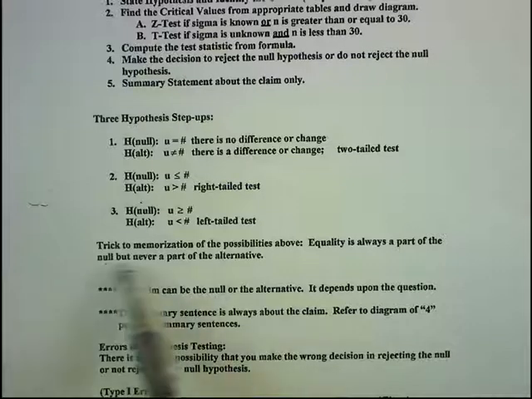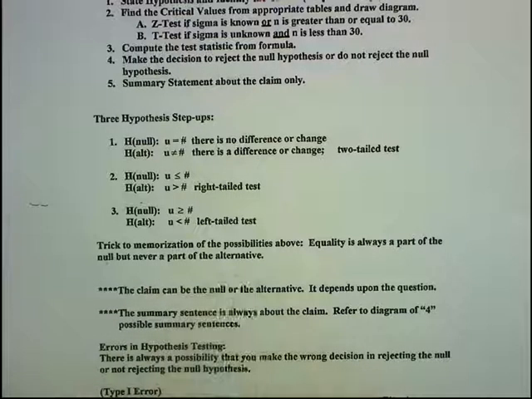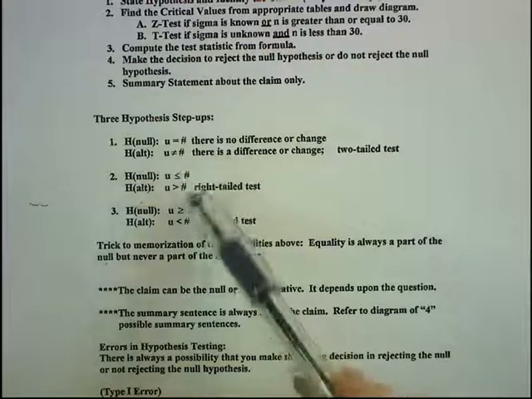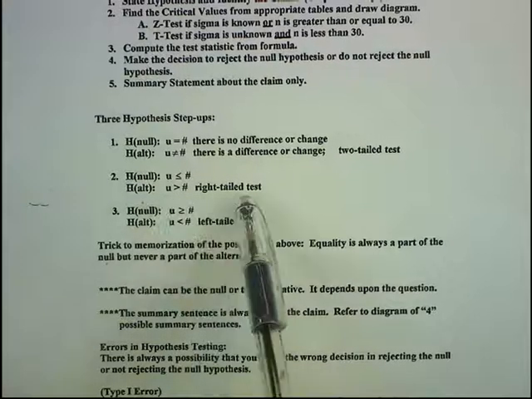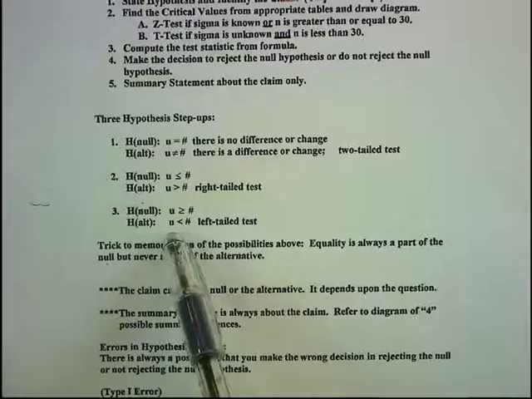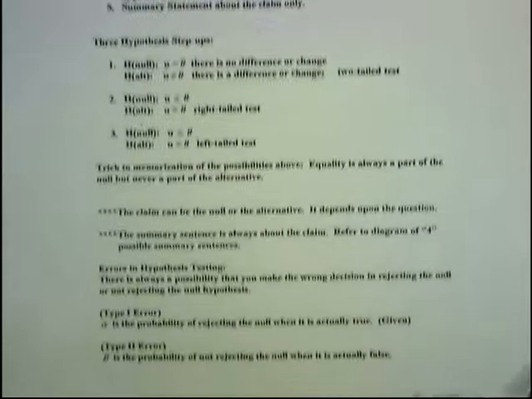There is a trick to the memorization of the 3 possibilities. Equality is always part of the null, but it's never part of the alternative. Not equal to, greater than, and less than. Also, greater than points to the right, so it's right-tailed. Less than points to the left, so it's left-tailed. The claim in one of these word problems could either be the null or the alternative. It cannot be both. And I wanted you to see that.